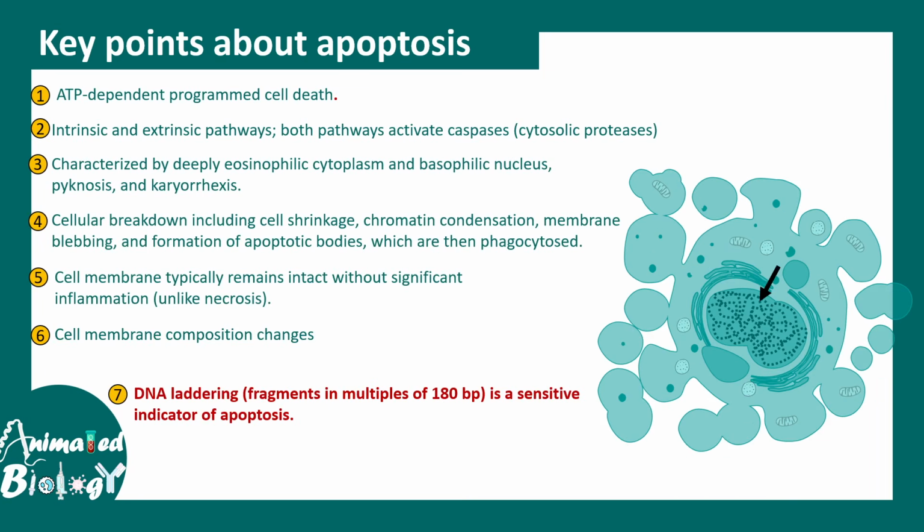The seventh point is DNA laddering. DNA gets fragmented with the action of DNases. So there would be 180 to 200 base pair DNA fragments all over the place. These are hallmark cellular features of apoptosis.